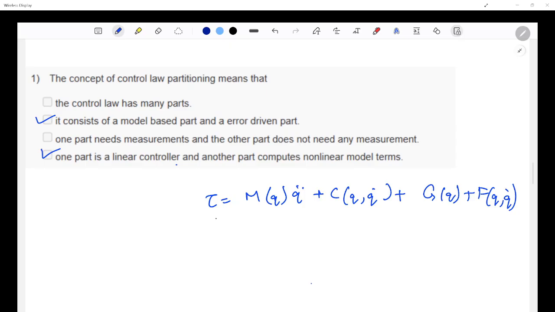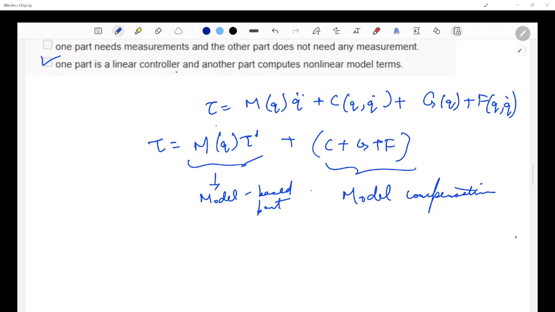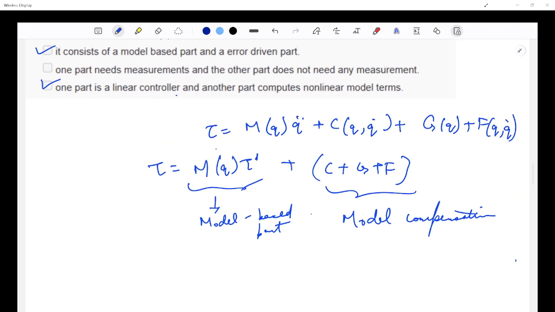Okay. Now we rearrange or partition the control law as torque is M(q) into tau dash plus C plus G plus F. So this is the model based part and this is the model compensation. Okay, so the control law is split into two distinct parts. The model based part basically cancels non-linearities, and uses robot dynamics: M, C, G matrices, etc.